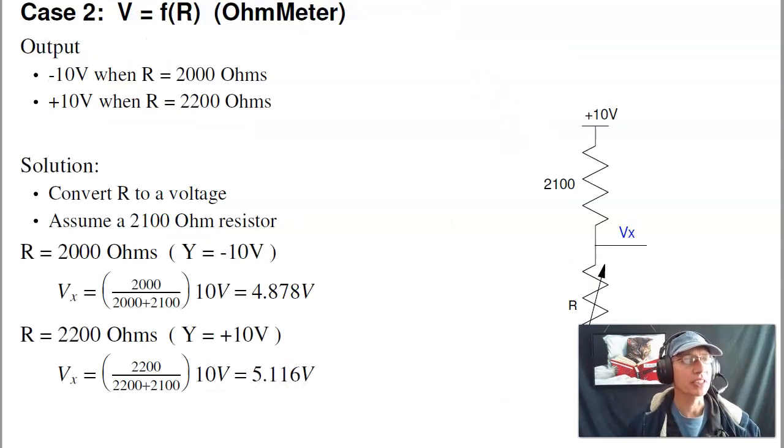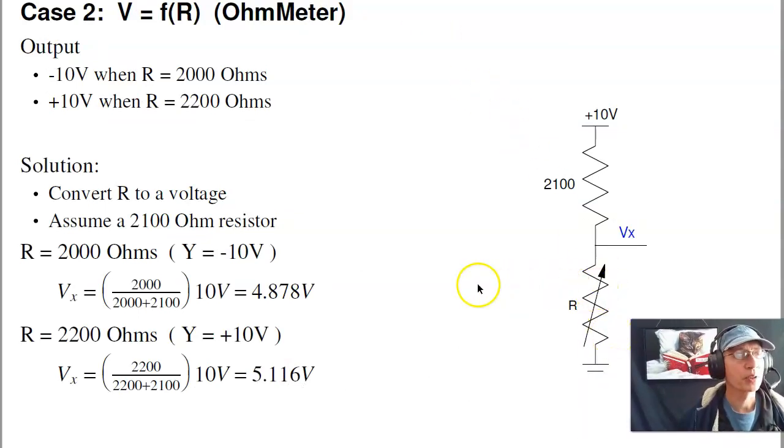Second application is an ohm meter. Suppose I want to convert a resistance, say 2000 to 2200 ohms, to minus 10 to plus 10 volts. Instrumentation amplifier can do that too. The trick is first convert resistance to voltage, and one way to do that is a voltage divider. This resistor is kind of arbitrary. It tends to work best if I pick it somewhere near the middle of the resistance range. So I'm going to pick it to be 2100 ohms.